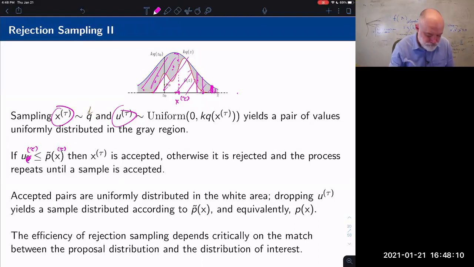Cool. Which means that if you simply throw away all the samples that are not in the white space, then you're left with uniformly distributed samples over the white space. And if you just throw away the U value, then you have samples that are distributed appropriately under the P tilde curve, or equivalently the P curve.